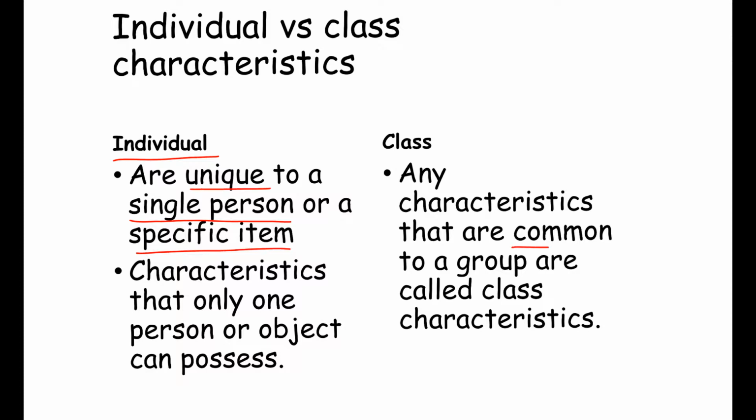Whereas your class characteristics are going to be common or shared in a group. Okay? A bunch of people have brown hair. A bunch of people have size 7 shoes. So keep in mind both of these things, and we're going to try and figure out where exactly glass falls between individual versus class characteristics.